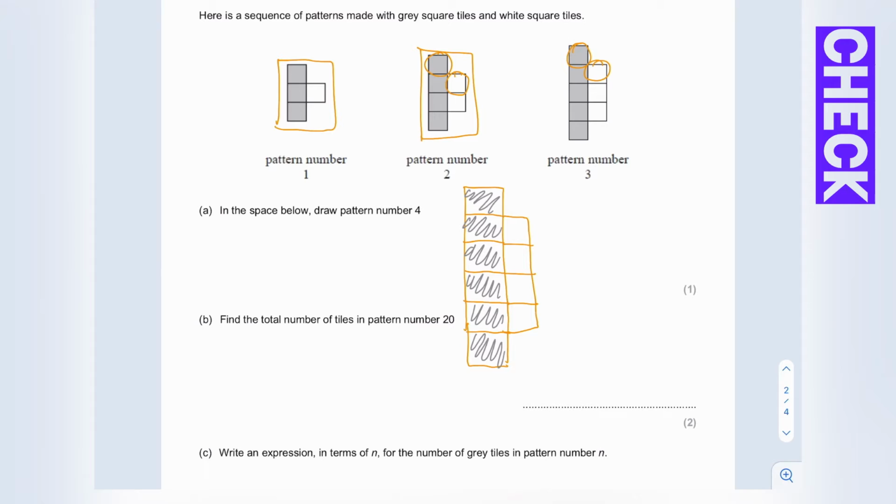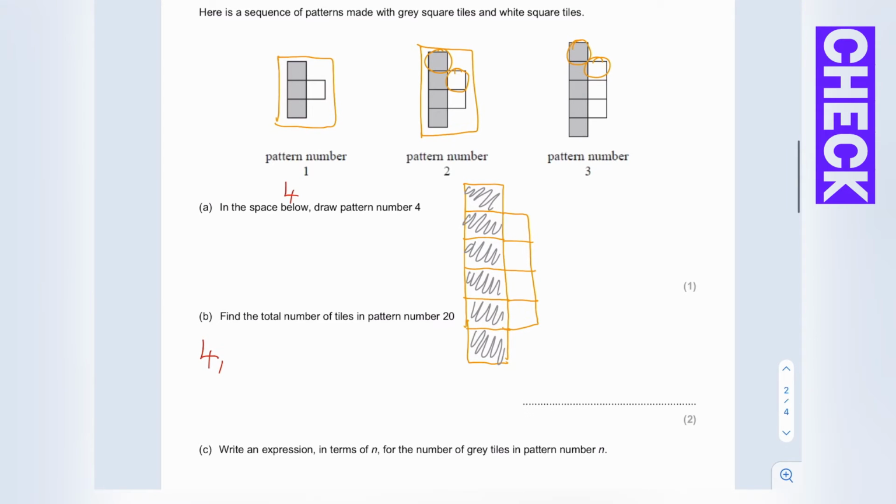So, part B wants you to find the total number of tiles in pattern number 20. There are a few ways to complete this. So we could have a look at how many tiles we've got in total in pattern number 1, which was 4. And then have a look at how many we've got in pattern number 2. Well, we said we've increased it by 1 extra grey and 1 extra white tile, so that would be 6. And in pattern number 3, there's another extra 2 tiles added, so we get 8. So we could just continue this sequence until we get to our 20th number.